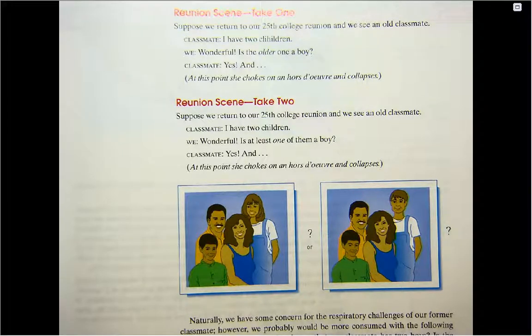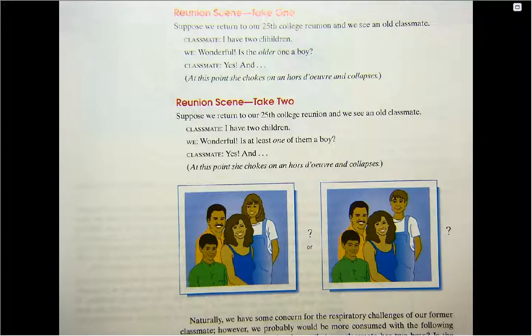Oh no. Suppose we return to our 25th college reunion for take 2 and we see an old classmate. Classmate: I have 2 children. We: Wonderful. Is at least one of them a boy? Classmate: Yes. And? At this point, she chokes on an hors d'oeuvre and collapses.